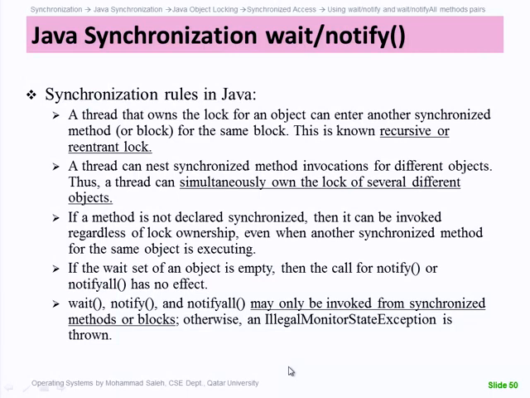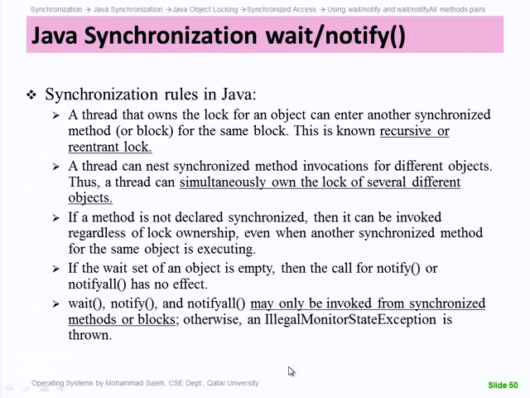Thirdly, if a method is not synchronized, then there is no need for a thread to obtain the lock of the object to execute the code of that method, even if there is an already active thread executing synchronized code. Unsynchronized method, you don't need to obtain the lock. And fourthly, if we call notify or notify all in the logic of our application while the wait set is empty, then that will have no effect at all on the system.